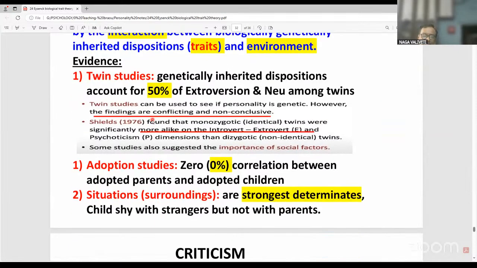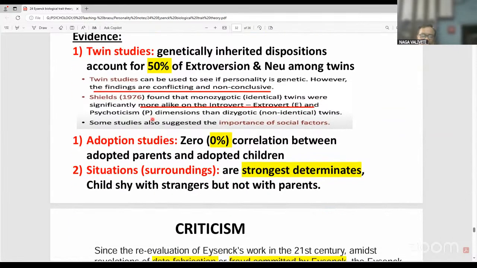will be given. For that purpose, he did a twin study saying that genetically inherited monozygotic people are more or less the same in terms of their extraversion, not the dizygotic. This is the twin studies he has done, and some people say that there are conflicting reports, or they say 50% genetic influence is there. Some people say it is not conclusive.